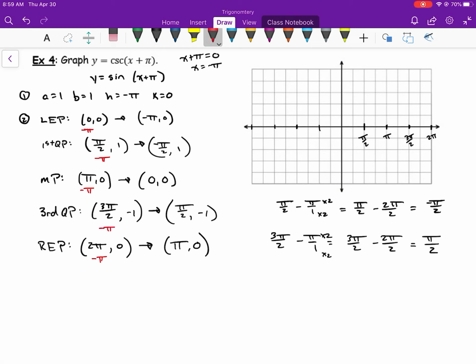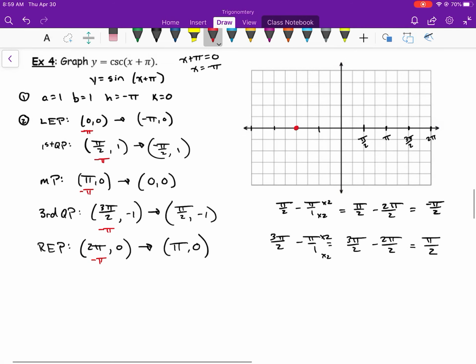Plot my points. So we shifted left, so my first point is no longer at the origin. It's going to be at negative pi, 0. So that means it's going to be right here. And then I'm using my amplitude going up and down 1. So up 1, down, down, up, down, down, up.